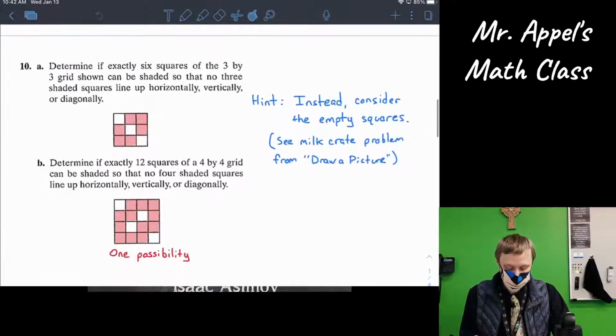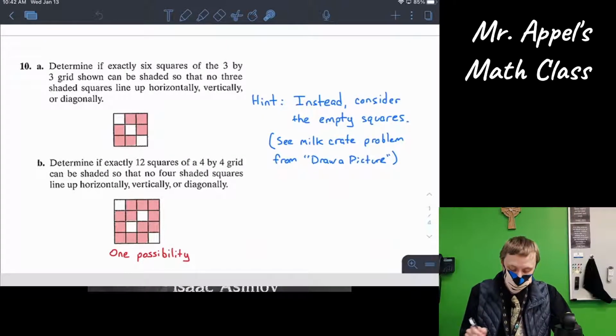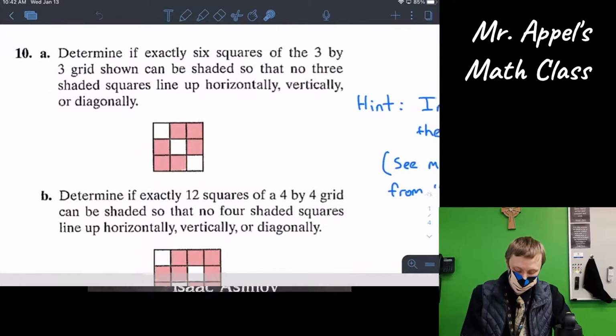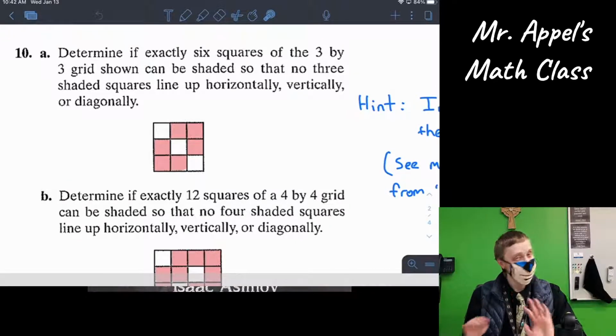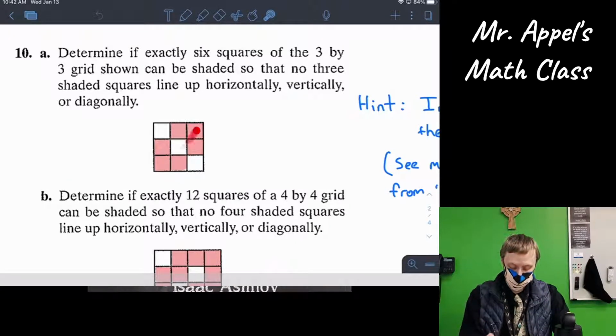Next up, question 10. Can you fill in 6 out of 9 squares so that you have none of them lining up horizontally, vertically, or diagonally? Yes, you can. And it relies on this little L shape here because you can never go a full row or column. And notice that the empty ones have to form a diagonal. But that's totally okay. It's just the shaded ones that are not allowed to form a full diagonal.